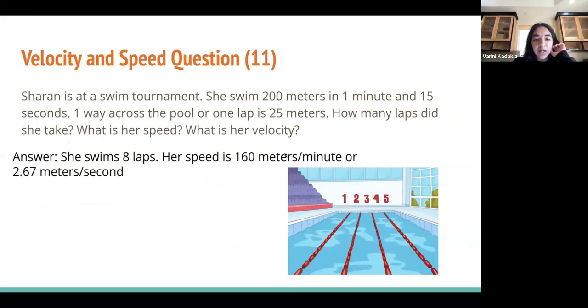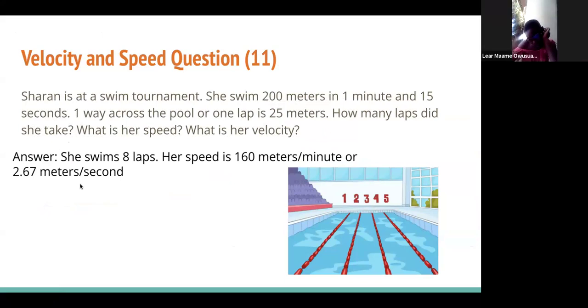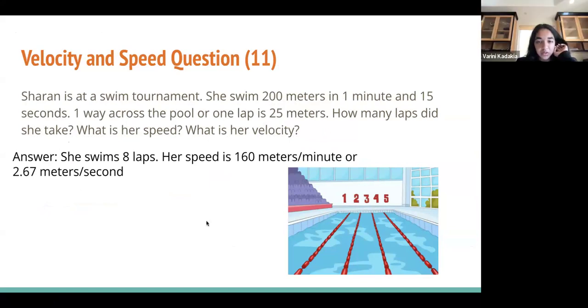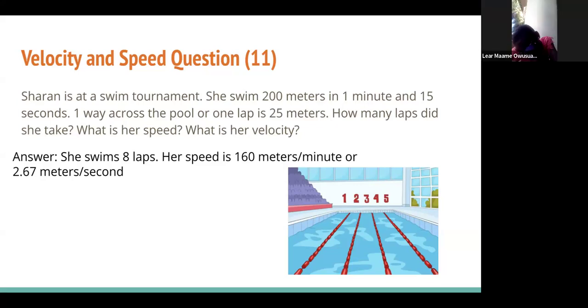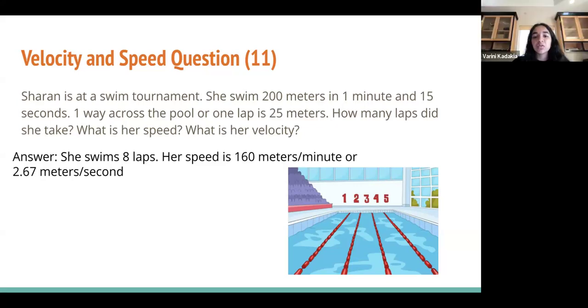So she swims 8 laps. Her speed is what, 60 meters per minute? Or 2.67 meters per second. Notice that her speed is in meters per minute or meters per second because the problem didn't actually tell us how we should do it. Should we do it in seconds or in minutes? You can pick which one you want. I'll just show you both of them.